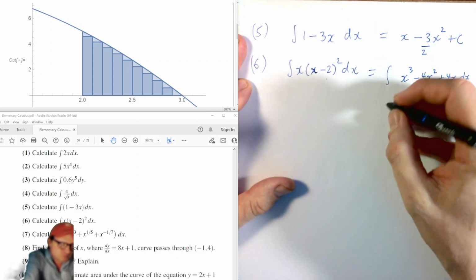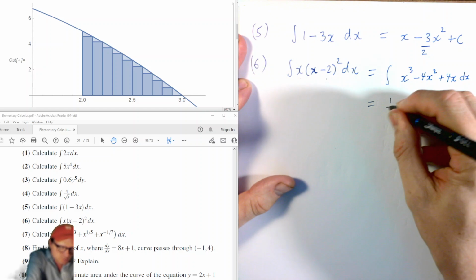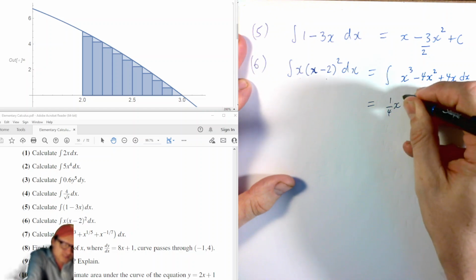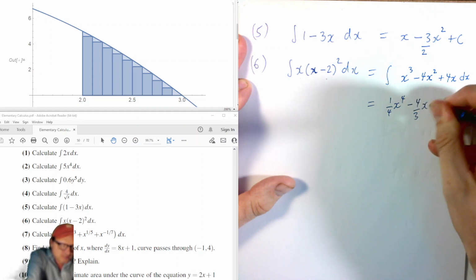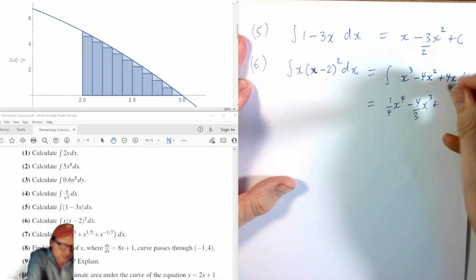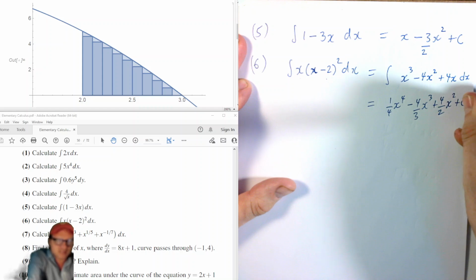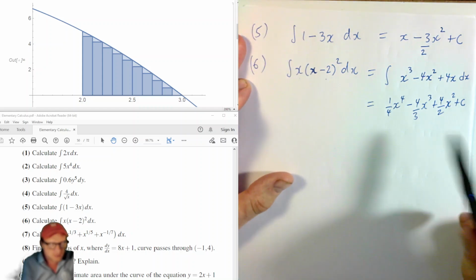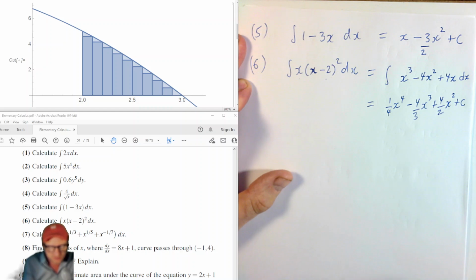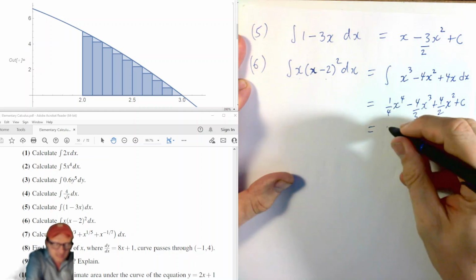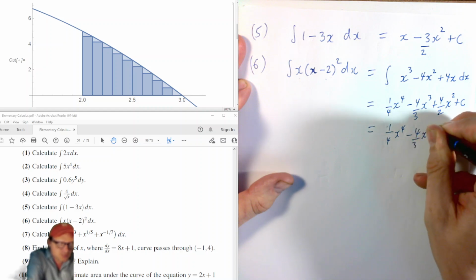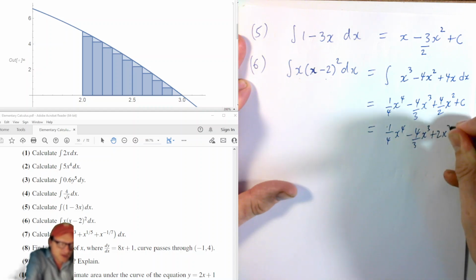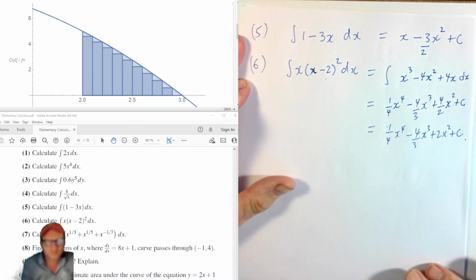So we add 1 to the exponent of 3, divide by the new exponent, so we have a quarter, x to the power of 4, and then minus 4 over 3, x to the power of 3, and then plus 4 over 2, x to the power of 2, and then we have plus c. So the only thing really here to simplify is the 4 over 2, which is 2. So we can say that this is 1/4 x to the 4th minus 4/3 x cubed plus 2x squared plus c. Okay, and there's our integral.